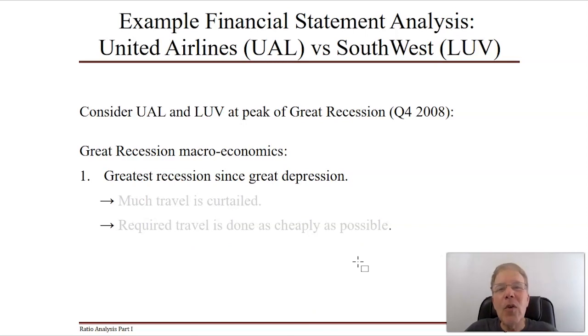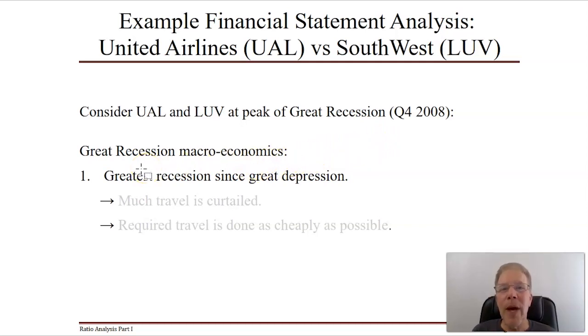So a lot of this chapter is going to be worked around an example of two airline companies, United Airlines and Southwest. And I want to take us back in time to a very interesting period, the Great Recession. And we'll really be looking right at the worst of the Great Recession in Q4 2008. Remember, things got a little worse in the first quarter of 2009, but Q4 2008 was pretty horrific.